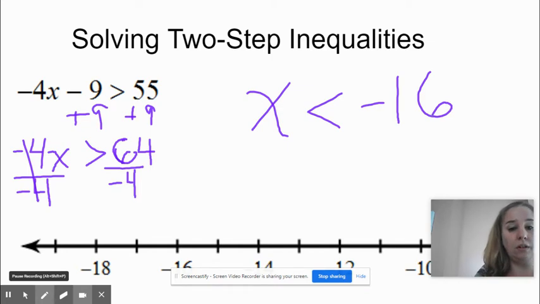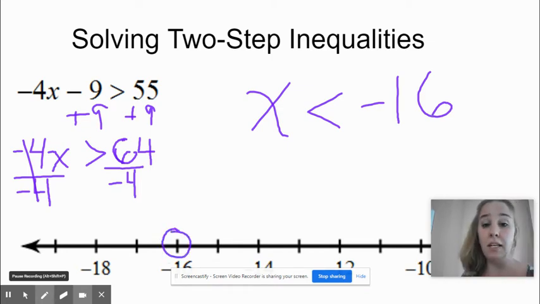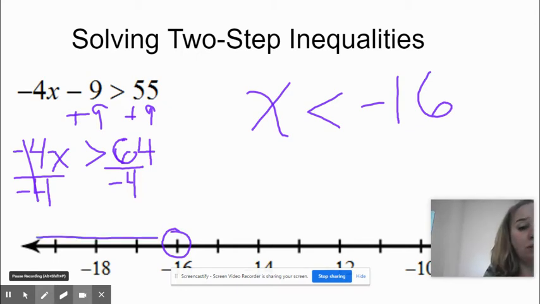So we put a circle. Is it open or closed? It's open. Is x bigger or smaller? It's smaller. Yay.